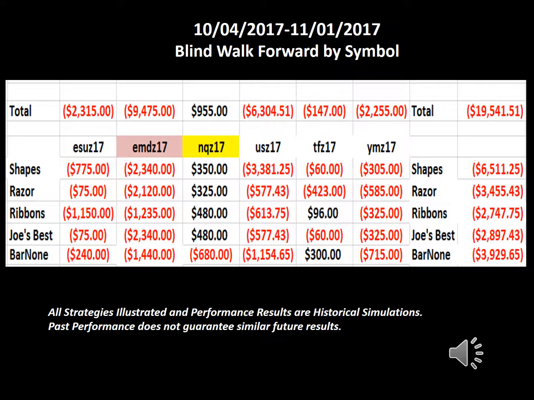Now this is the research that led me to that. Here is our last blind walk forward, and you can see we're in drawdown, and the switcher was red most of the time, and you're just standing on the side. But if you look at the NASDAQ, Shapes, Razor, Ribbons, Joe's Best, all 4 out of 5 made money, and it's really the only bright spot on that chart. So NASDAQ's where I am.